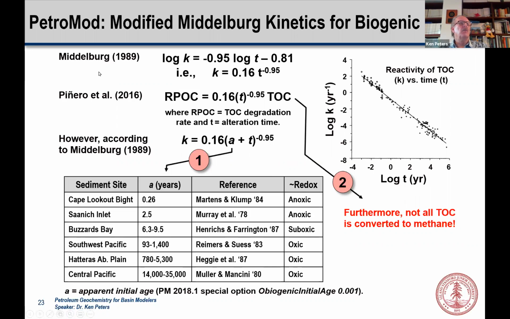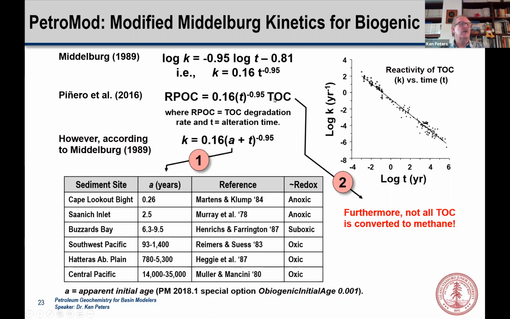Middelburg came up with this equation: the rate is an exponential of the time exposure. He did modify that, and I'll talk about that in a minute. This is the simplest expression of what he found, and there was a paper by Pinheiro et al. that used PetraMod to calculate the TOC degradation rate. So they plugged TOC into this equation. They used the Middelburg kinetics, right?